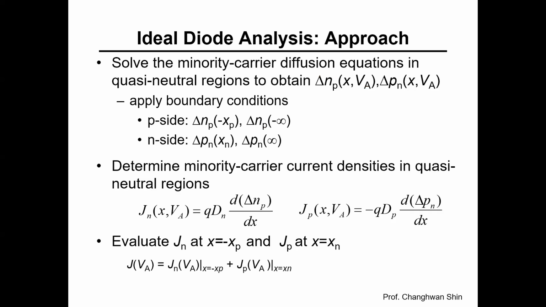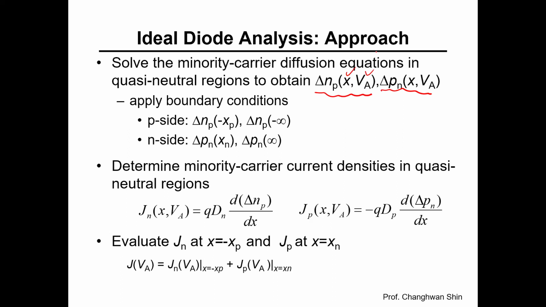So now that we have established our assumptions, let's outline the approach for analyzing the ideal diode. The very first step is to solve the minority carrier diffusion equation in the quasi-neutral regions. Our goal is to find the excess minority carrier concentrations here, delta n sub p and delta p sub n, as a function of location and bias that you applied.